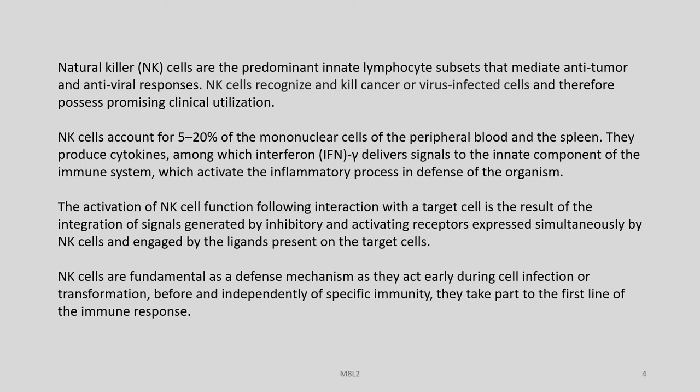This is another type of cell in the immune system, known as the natural killer cells, or NK cells. They are predominant innate lymphocyte subsets that mediate anti-tumor and antiviral responses. NK cells recognize and kill cancer or virus infected cells and therefore possess promising clinical utilization. They account for around 5 to 20% of the mononuclear cells of the peripheral blood and the spleen, and they produce cytokines among which interferon gamma delivers signals to the innate component of the immune system, which activate the inflammatory process in defense of the organism.